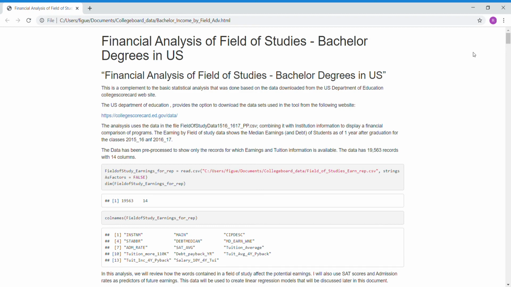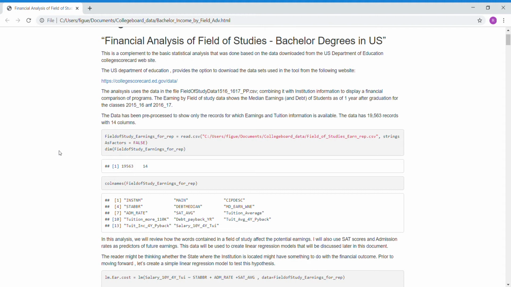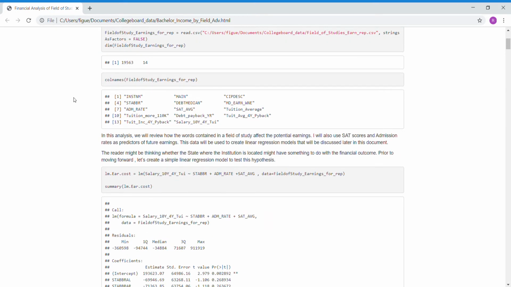We are back with the same data set that shows the earnings by field of study in the US. And today we're going to review more advanced statistical techniques, linear regression. We're going to use a few linear regressions in order to show what are the most significant features. So we're going to use exactly the same file or the same data set as you can see here.